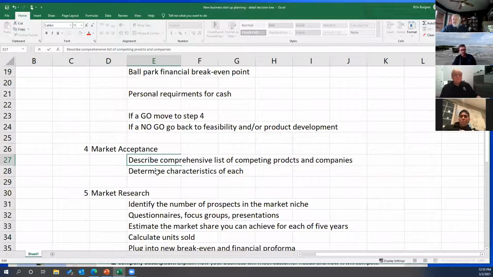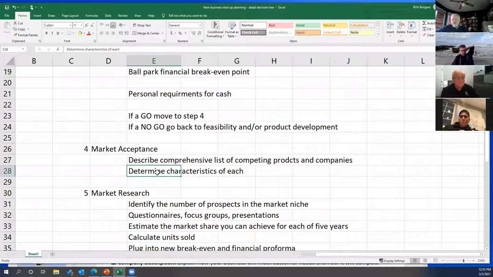Then you want to determine the characteristics of each one of these products so that you can compare that to the characteristics of your own product. And this is the place where you can utilize the value diamond and take a look at whether or not they are going to be highly competitive in each of the 4 areas: quality, price, service, and brand.